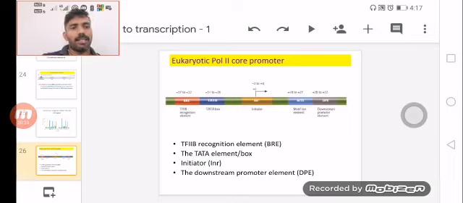The +1 site is otherwise also called the initiator sequence, and there is a TATA box located at -25, and there is a BRE element above the -30 sequence, and we have a downstream promoter element and also an MTE motif 10 element. All these are different sequences located in the eukaryotic core promoter, or the eukaryotic promoter for RNA polymerase 2.